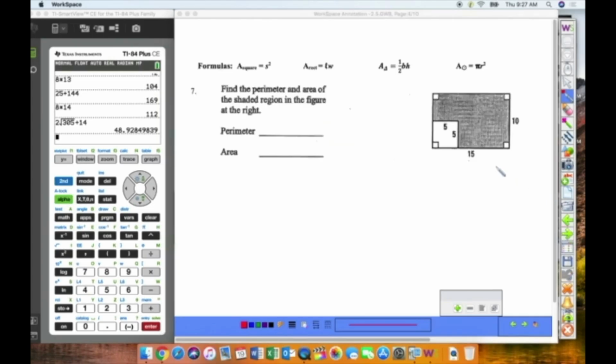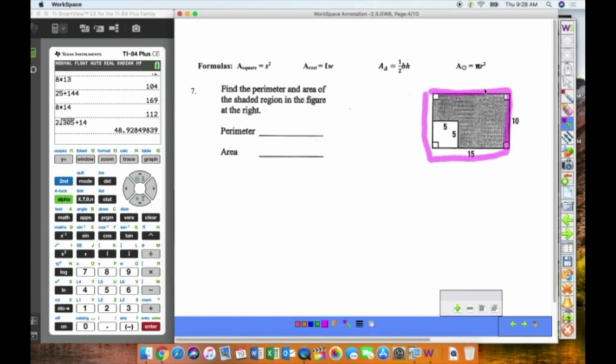All right. Find the perimeter and area of the shaded region in the figure at the right. So you can see we've got some general shapes here. I've got this big old overall shape right here, this pink guy. I've got a big rectangle which is 10 by 15.